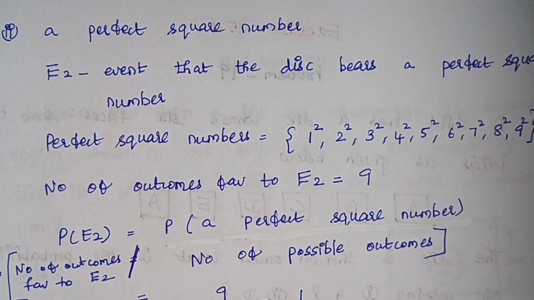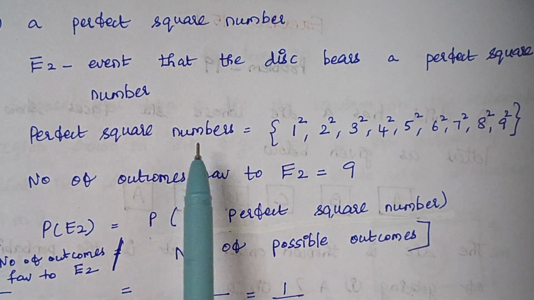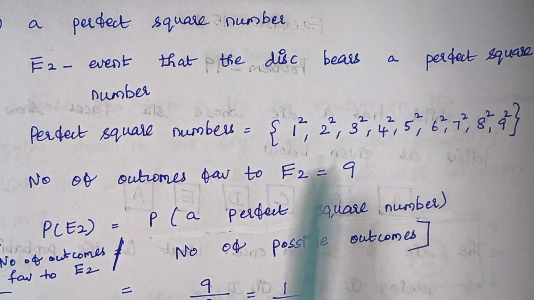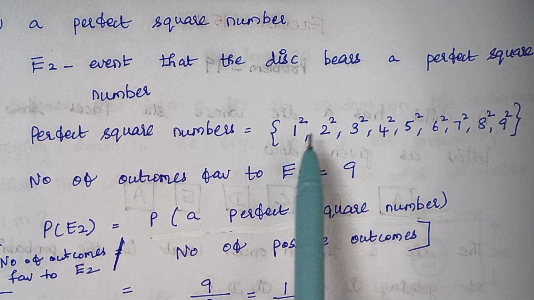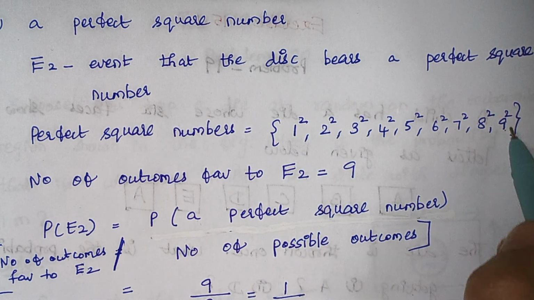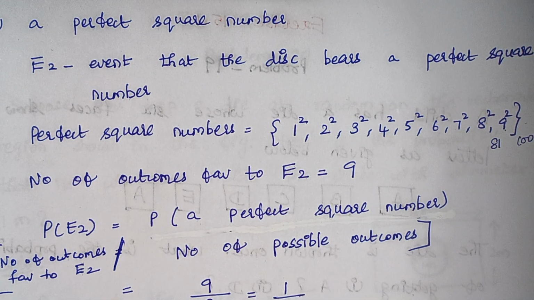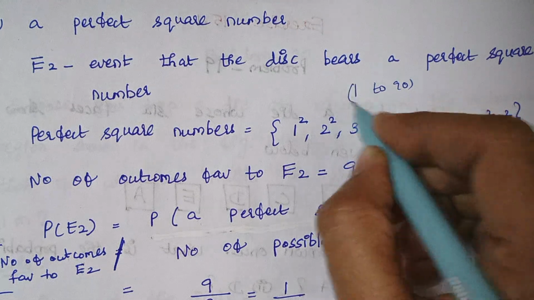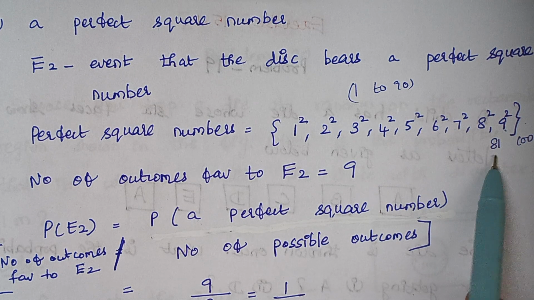Now the second option is selecting a perfect square. Let E2 be the event that the disc bears a perfect square number. So what are all the perfect squares? Starting from 1, you write 1 square, 2 square, up to 9 square, because 9 square is nothing but 81. When you move to 10 square, it becomes 100. Here we have numbers only from 1 to 90, so we are limiting to 9 square, which is 81.